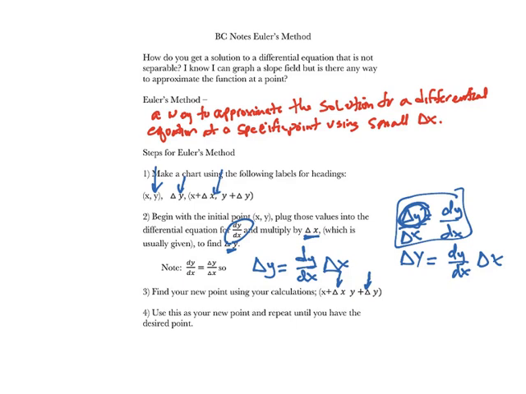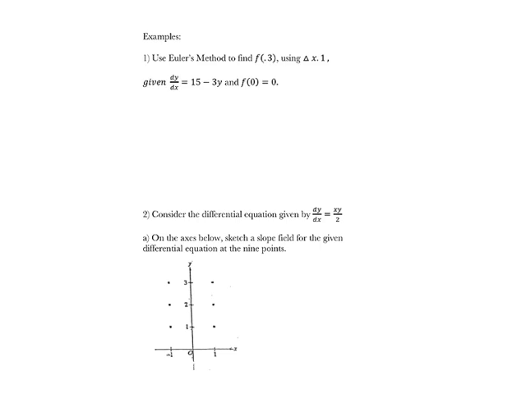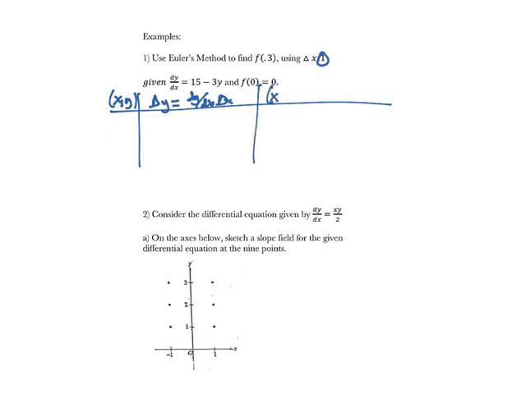So let's run through an example here. Let's say we want to do Euler's method to find f of 0.3. We're using delta x of 0.1, and we're starting at 0, 0. So my three columns are my point, delta y, which is dy dx times delta x, and then my new point by adding my delta x's and my delta y's.